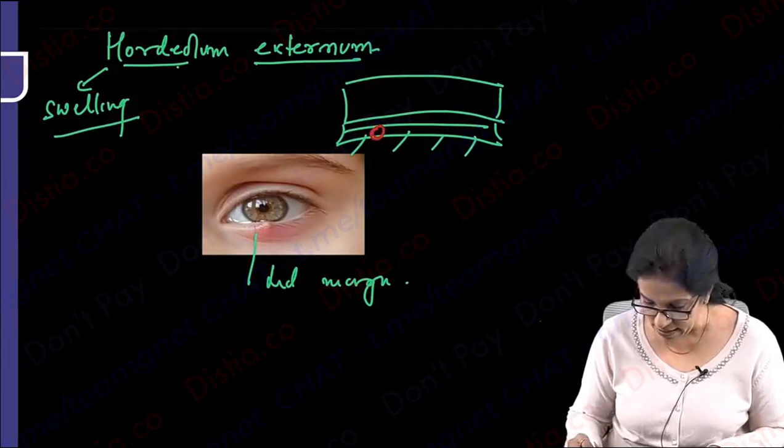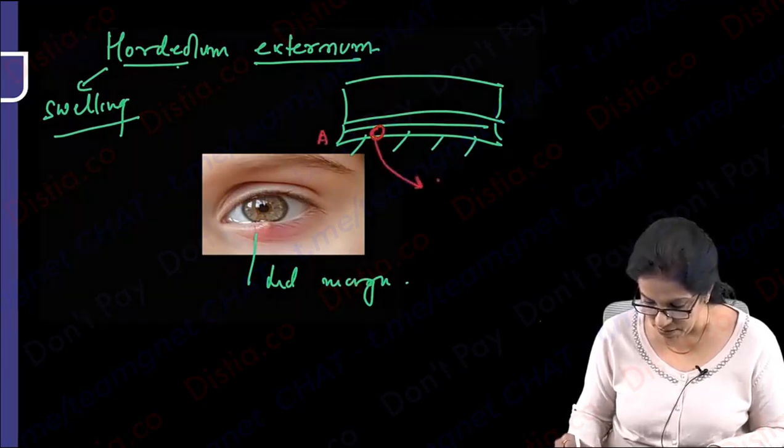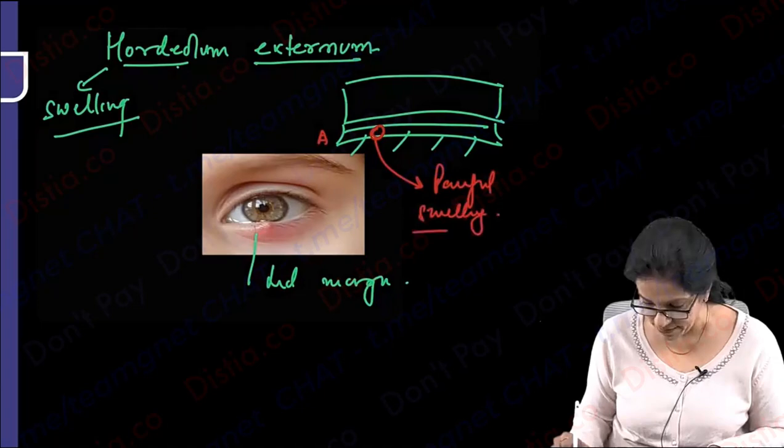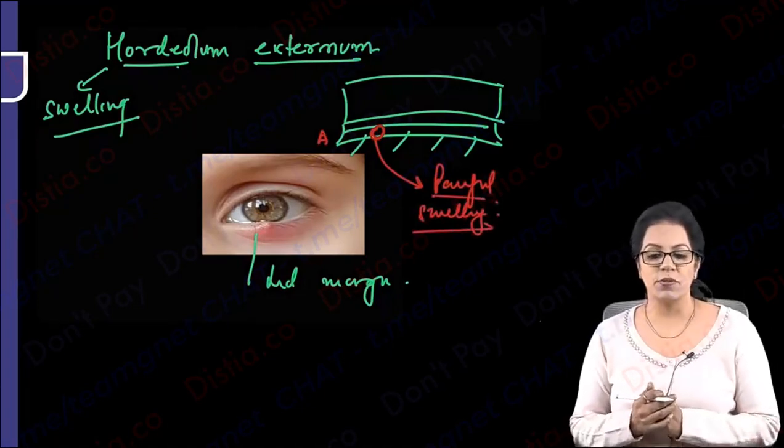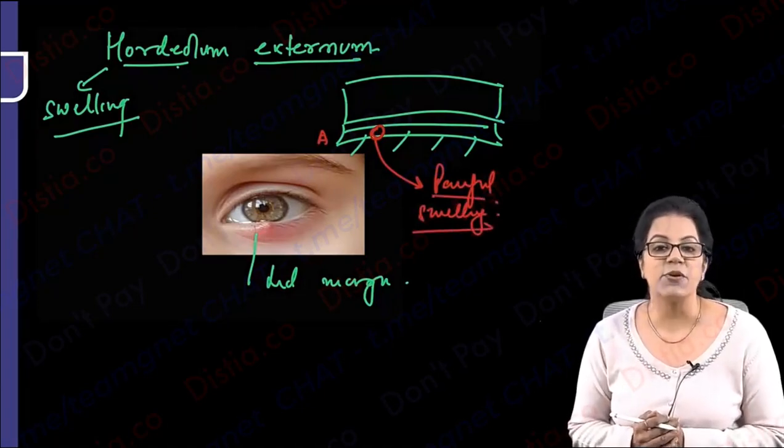At the anterior lid margin. This is the anterior lid margin. So it is a painful swelling on the anterior lid margin. Please note it like this so that you never forget. It is also called stye.